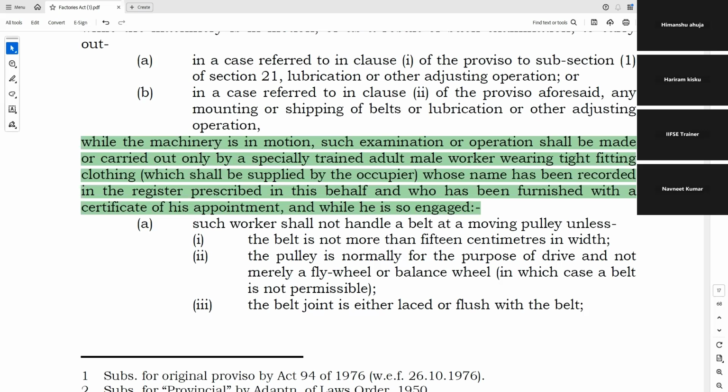So here we are talking about a specially trained adult. Only male, not female, are supposed to be allowed for this activity. A specially trained adult male, where adult male means above 18 years, and with tight clothing. So they should not wear any loose clothing. And also those whose names have to be recorded in the register.